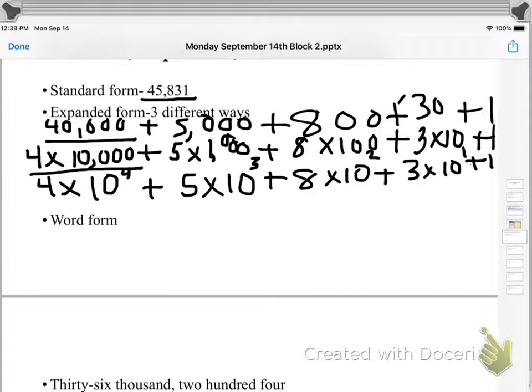So these are 3 different ways to show expanded form. If you have not copied this into your notes, you want to go ahead and pause the video and go ahead and get those 3 ways copied down.